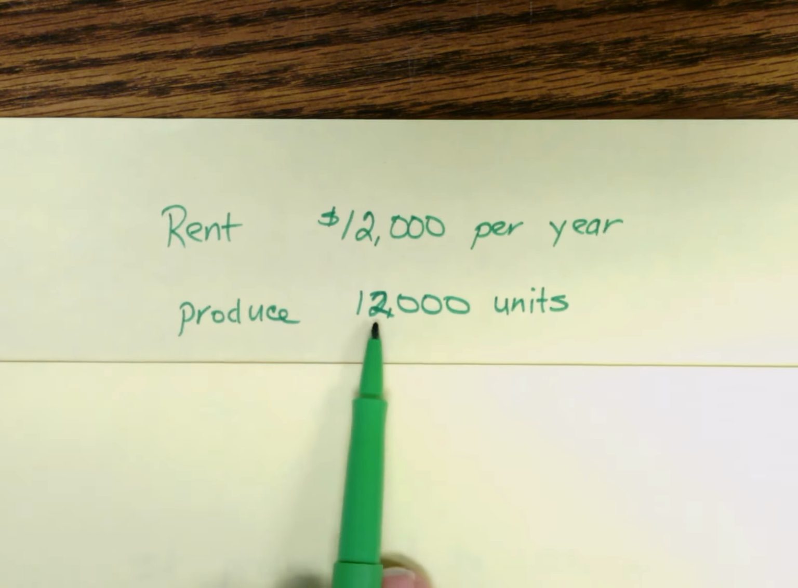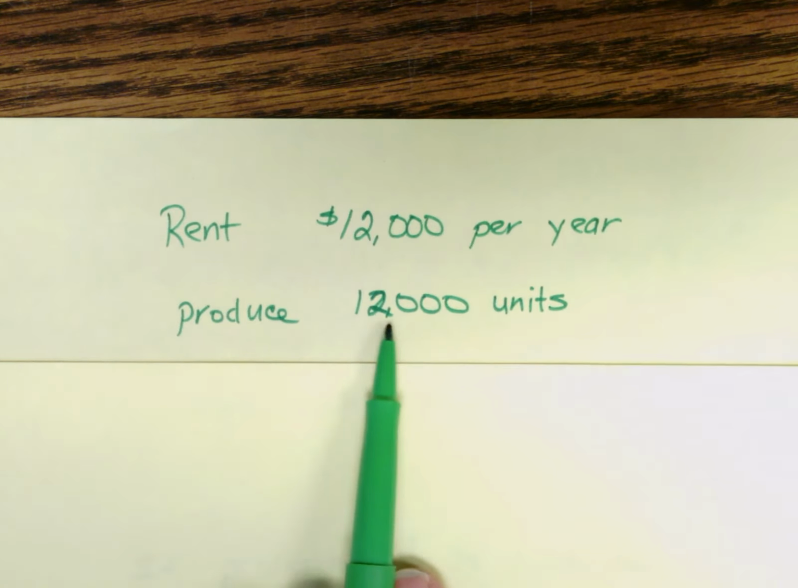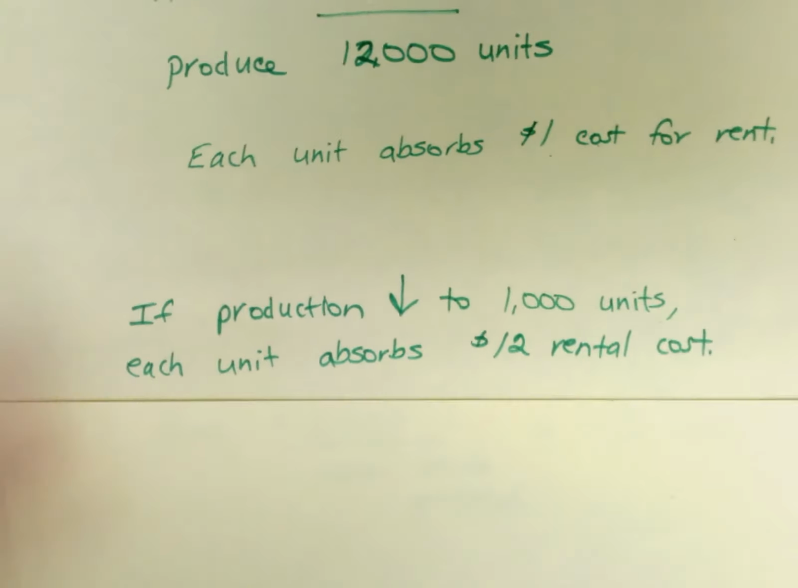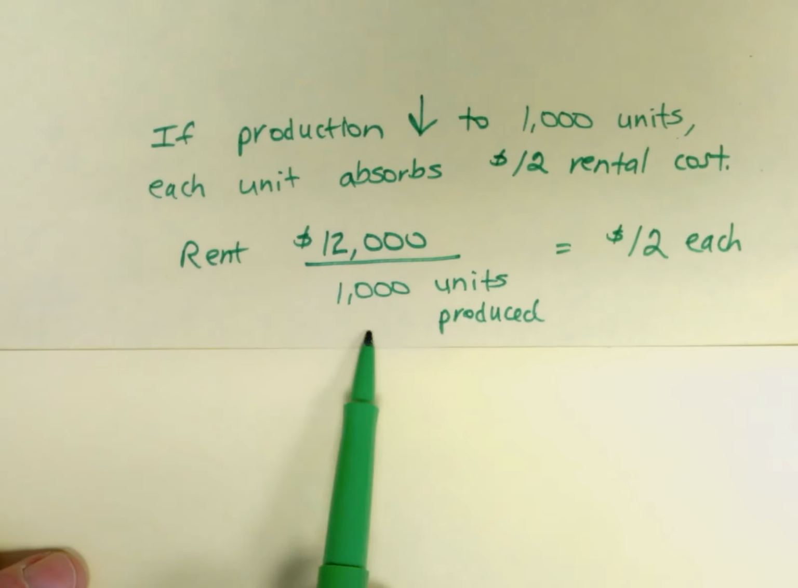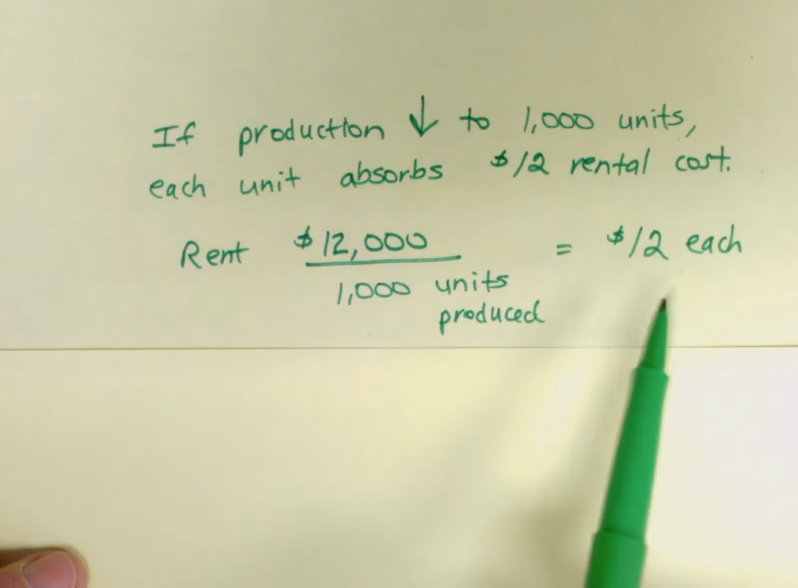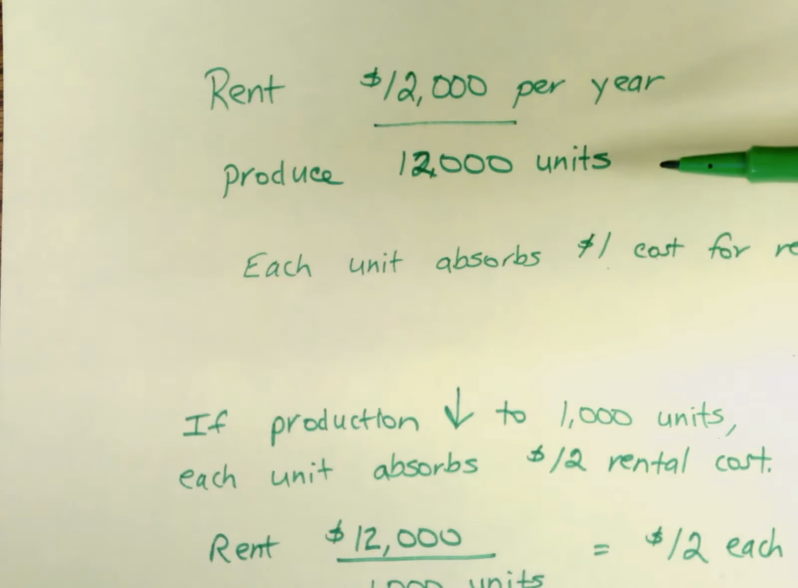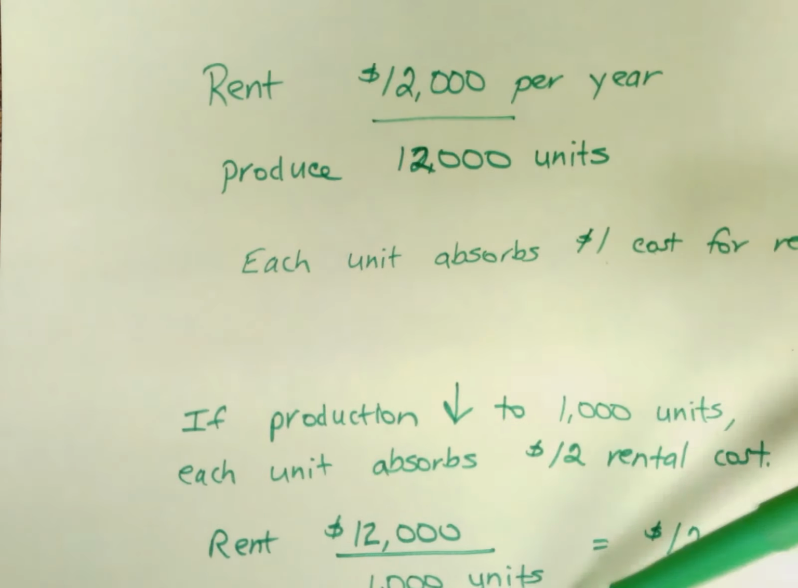If the company also produces 12,000 units of product during that same year, you just divide cost divided by production, and you would get each unit absorbs $1 of cost for rent. Each unit has to take on cost of $1 in order to cover that rent. If production goes down to just 1,000 units, each unit now, instead of having to absorb $1 cost, it goes up to $12 of rental cost. So you can see that fixed costs are inversely proportional to activity. The cost itself remains the same, but production levels may change.